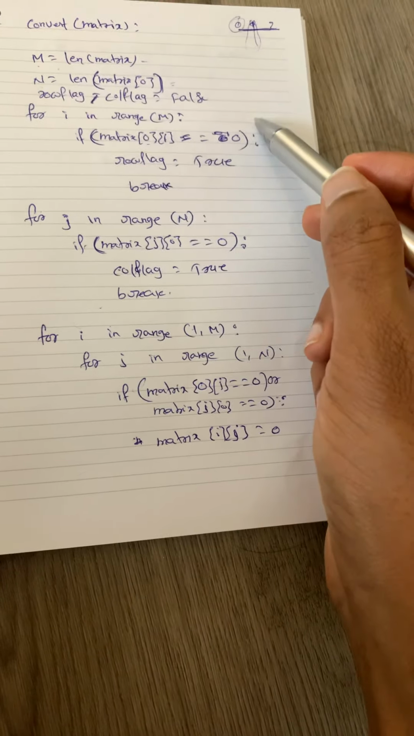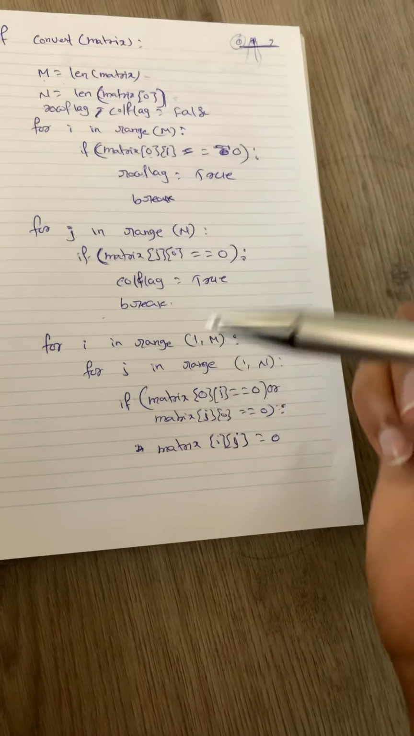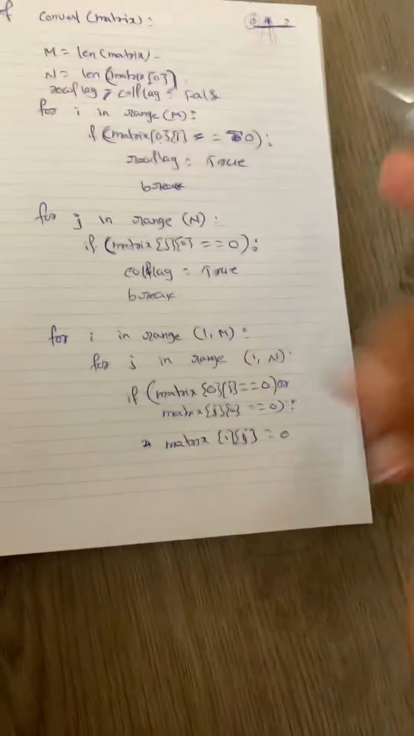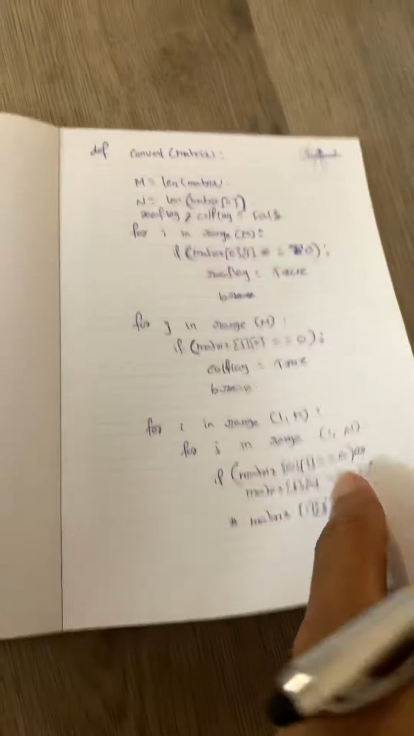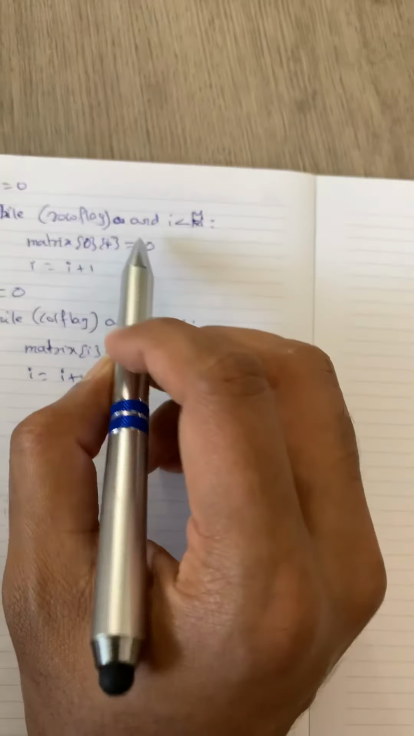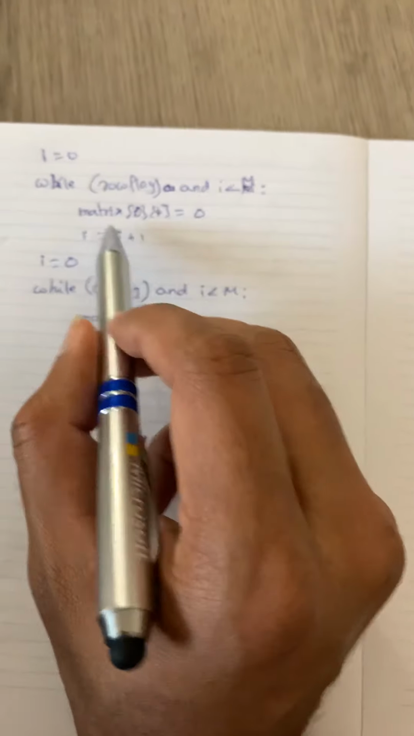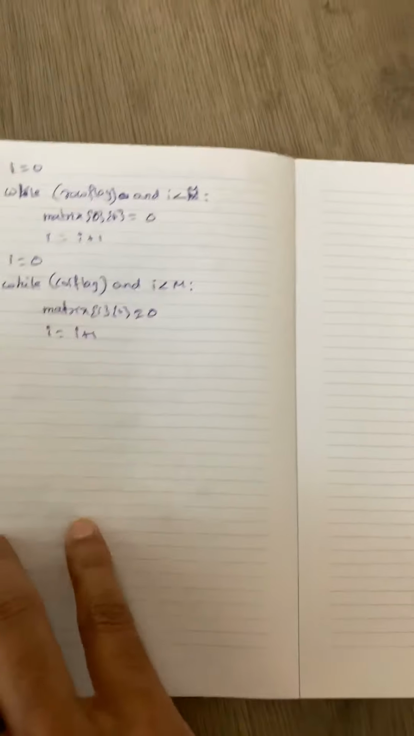Since we just did this for only the first row and first column, here we do the same thing for the rest of the matrix. And once we find these zeros, whatever zeros we find, we just change them here.